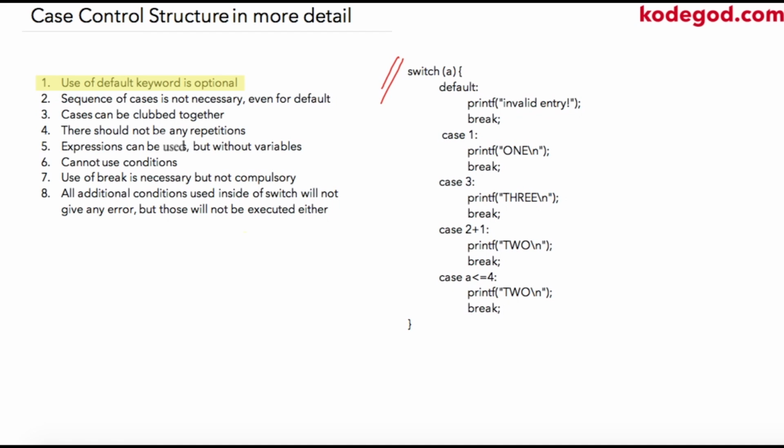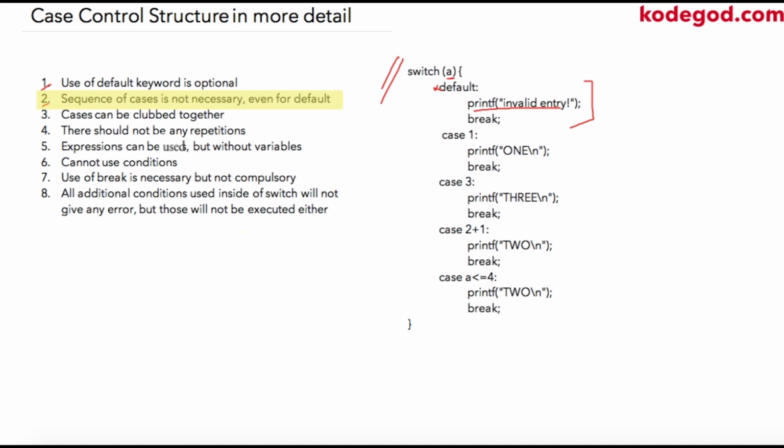First point is use of default keyword is optional. When we use switch case for a variable, default is optional. So you can use your cases directly instead of writing default. However, to have proper validations in place, you should ideally write default case. Like for example, in this case, suppose user's input does not match any of the given cases, we can print invalid entry so that user will come to know that he has entered a wrong value. So that was our first point.